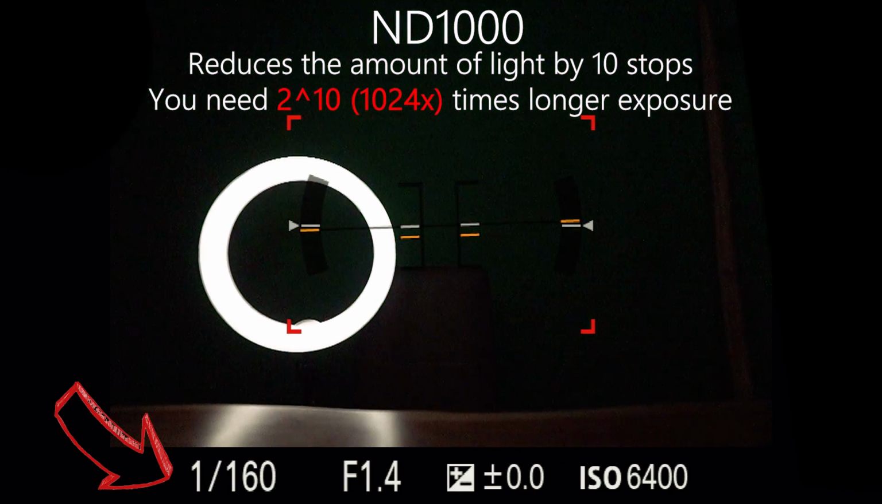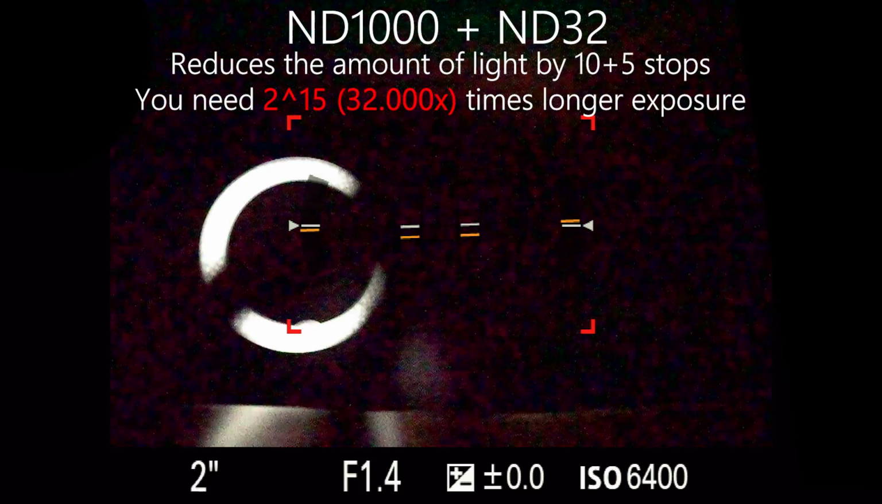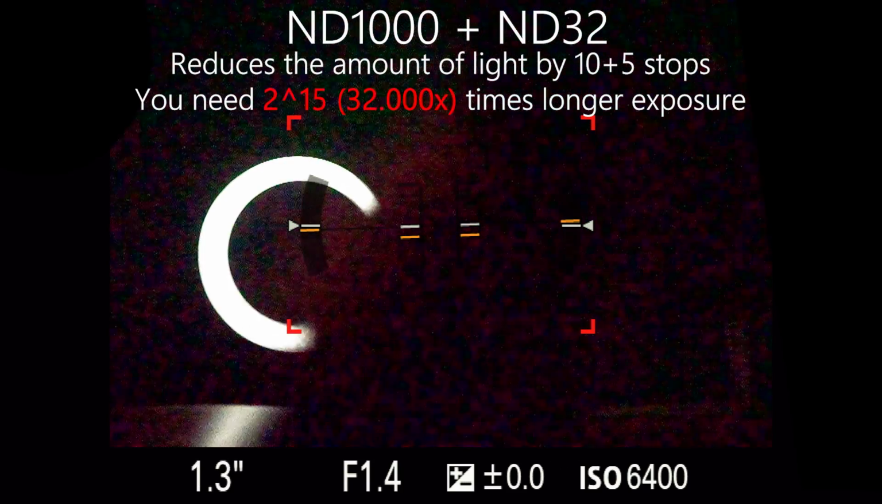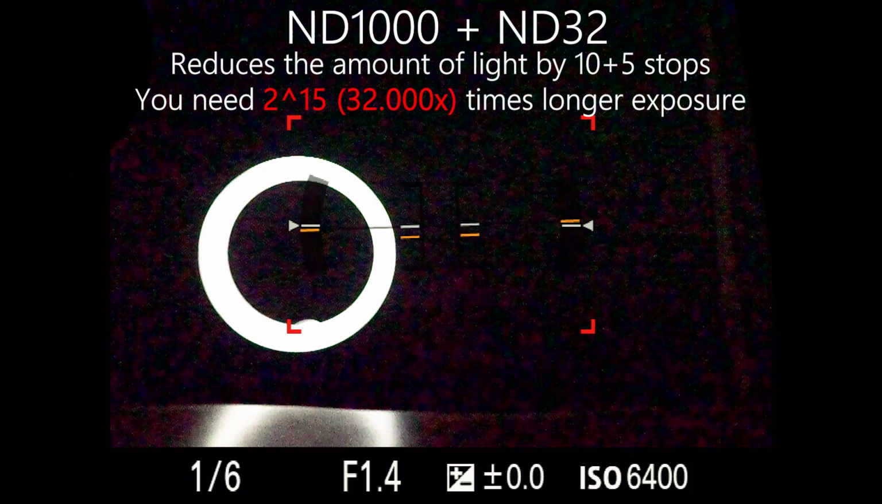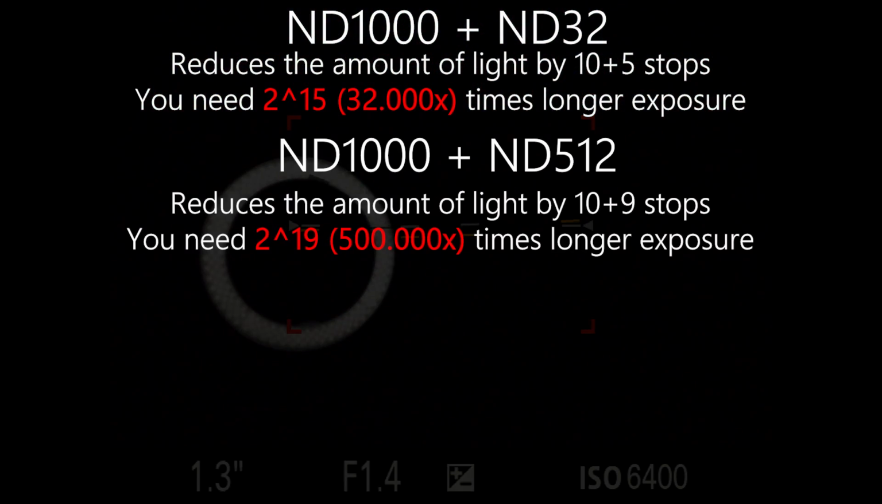So again, we start with the ND 1000 and with an additional ND 32. Yeah, my camera is not even able to compute any exposure times properly. So then we're going to switch from ND 32 to ND 512 and there's just no light reaching the sensor.